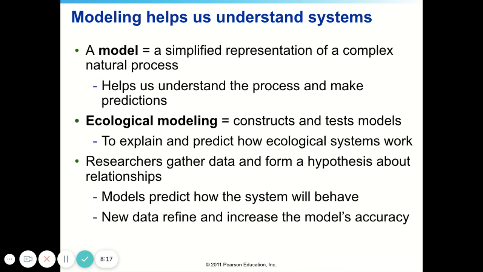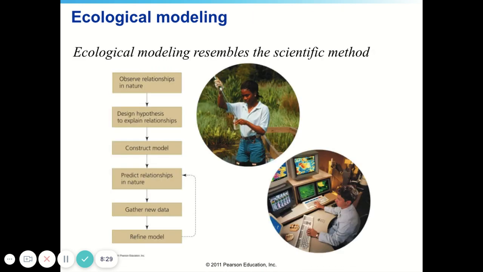GIS is just one way we can model what is happening in an ecosystem. If you really like computers, math, and environmental science, ecological modeling might be a good fit for you. Modeling lets us apply the scientific method even when we cannot manipulate our experiment because it's an entire ecosystem.